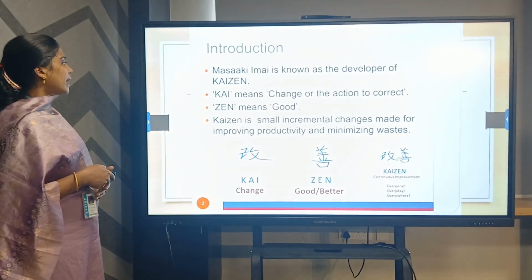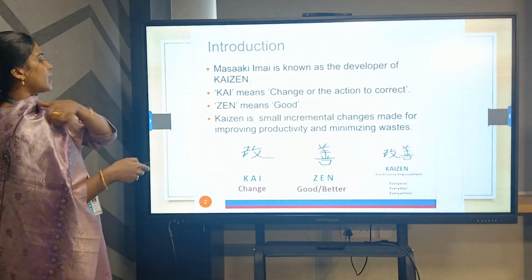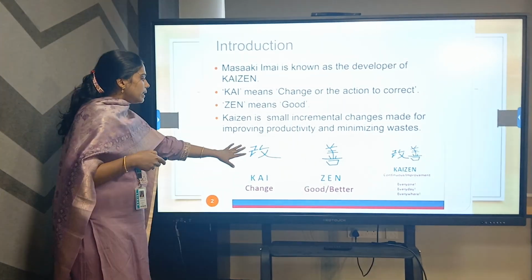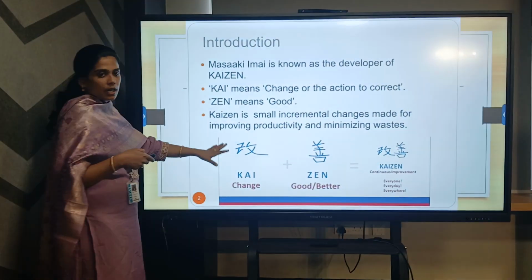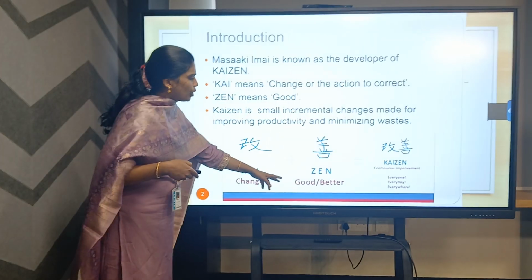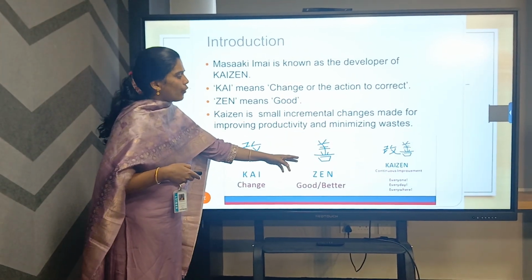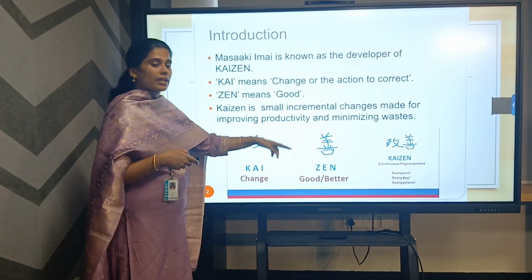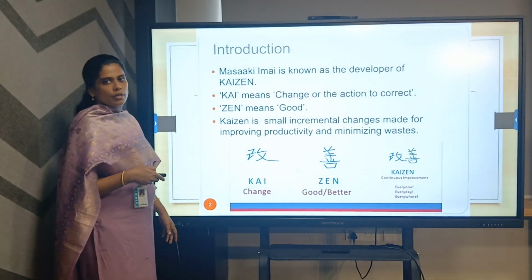Kaizen is a small incremental change. You can see it in the symbol itself. These are Japanese symbols, and here comes the meaning. A small change is made for a good and better cause. Everyone should follow it, every day, everywhere. So this is the model.